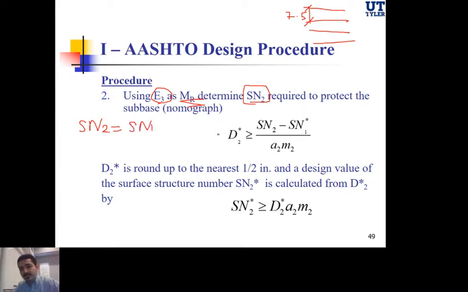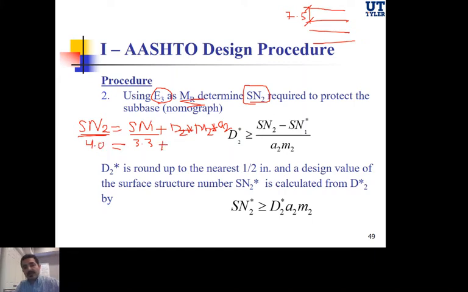And instead of following this, you can follow the equation that I'm showing you. SN2 = SN1 + D2 times M2 times A2. So SN2, you'll get this from the nomograph. SN1 is known to you now. Again, it's 3.3. So this here is going to be 3.3. And SN2, let's say SN2 is 4. You got it from the nomograph.